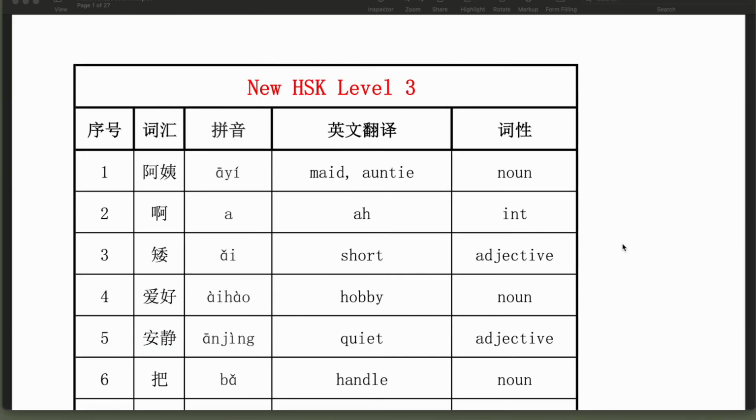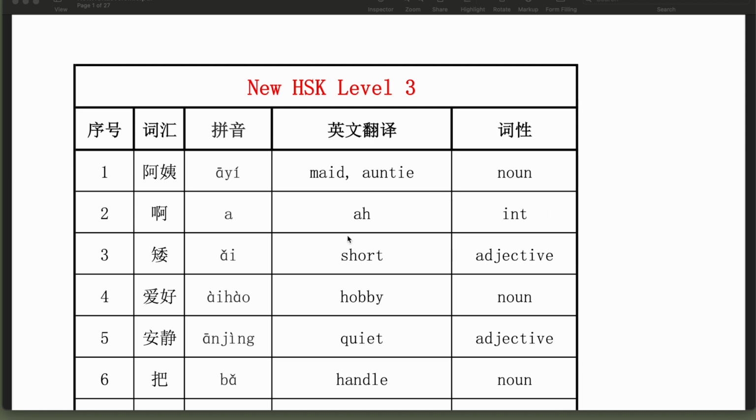Okay, so now if you remember, in level 1 we have a total of 150 words. In level 2 we have another 150 words, so that means till level 2 we have learned a total of 300 Chinese characters or 300 words. This level 3 has an additional 300 new words, so that means a total of 600 words. So 600 words we have in HSK level 3.